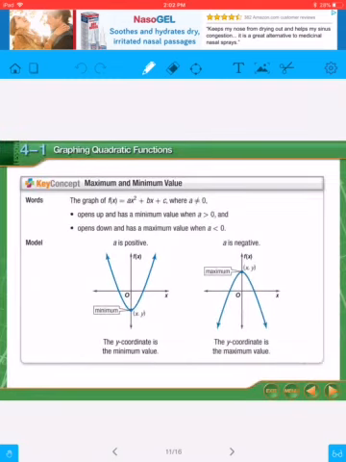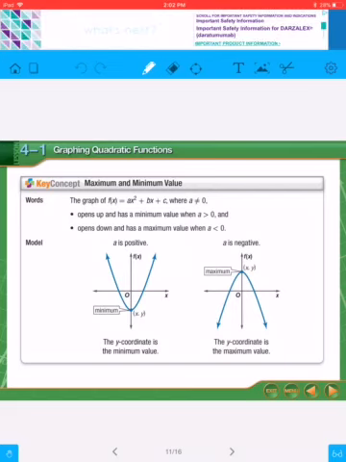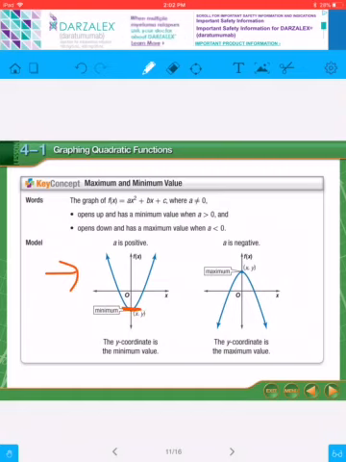Okay, talking about the minimum and maximum values, and I mentioned this just a second ago. Your graph either opens upward, which means your lead coefficient is a positive number. And when it opens upwards, that means your y value is your minimum value. It doesn't get any lower.